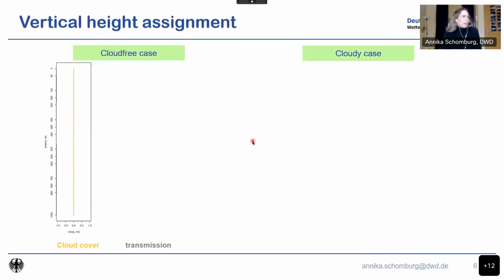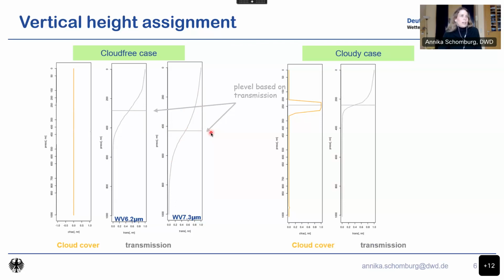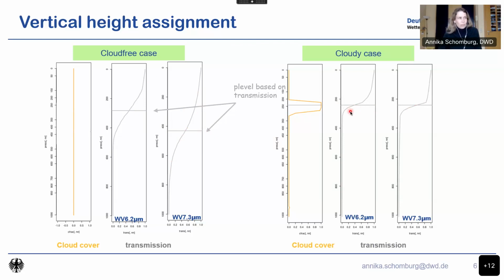I show 2 examples for that. One is here a column where there's no cloud cover. It's a cloud-free scene, and there the transmission function for the 6.2 micron channel is 1 at the top of the atmosphere, of course, and drops in the region where it is sensitive. So we assign this vertical level here, and for the 7.3 micron channel, this region is broader, and so we set this level a bit lower where the transmission is 1/2. Whenever we have a cloud, the situation is different. Here, the transmission decreases in a much narrower region, and then the height is the same for both channels, as we cannot see through the cloud in this infrared region.